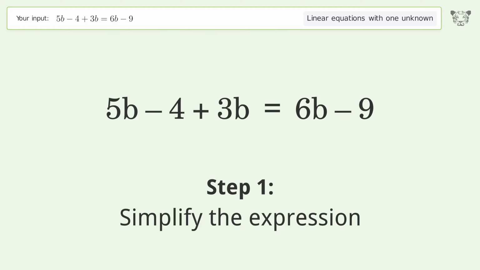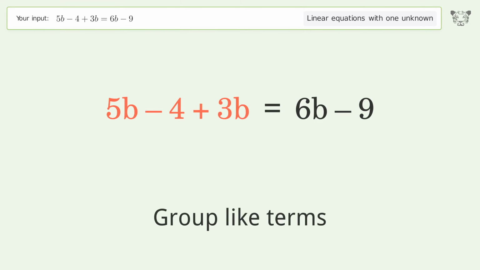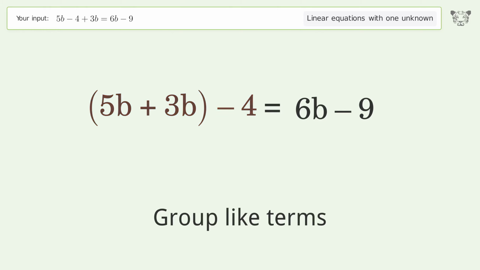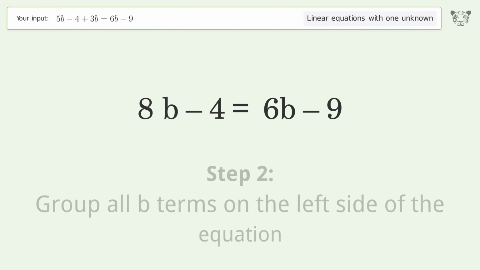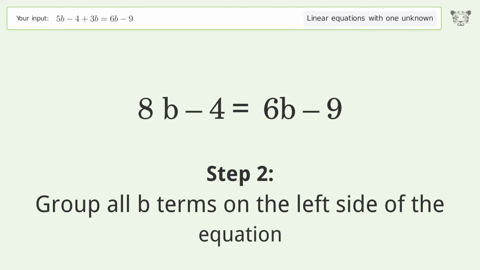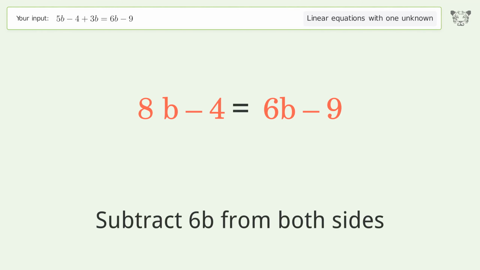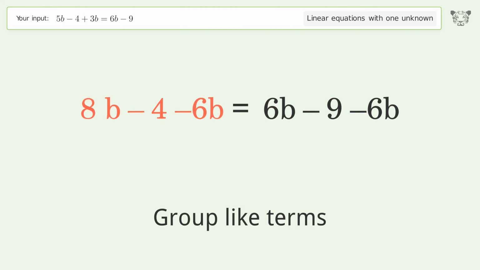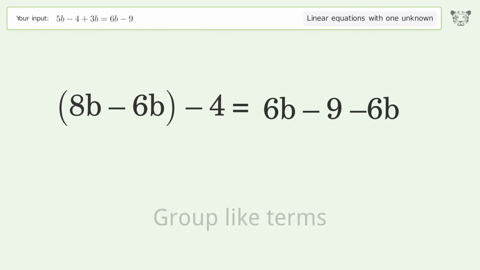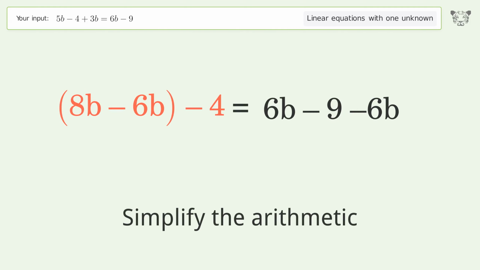Simplify the expression. Group like terms. Simplify the arithmetic. Group all b terms on the left side of the equation. Subtract 6b from both sides. Group like terms. Simplify the arithmetic.